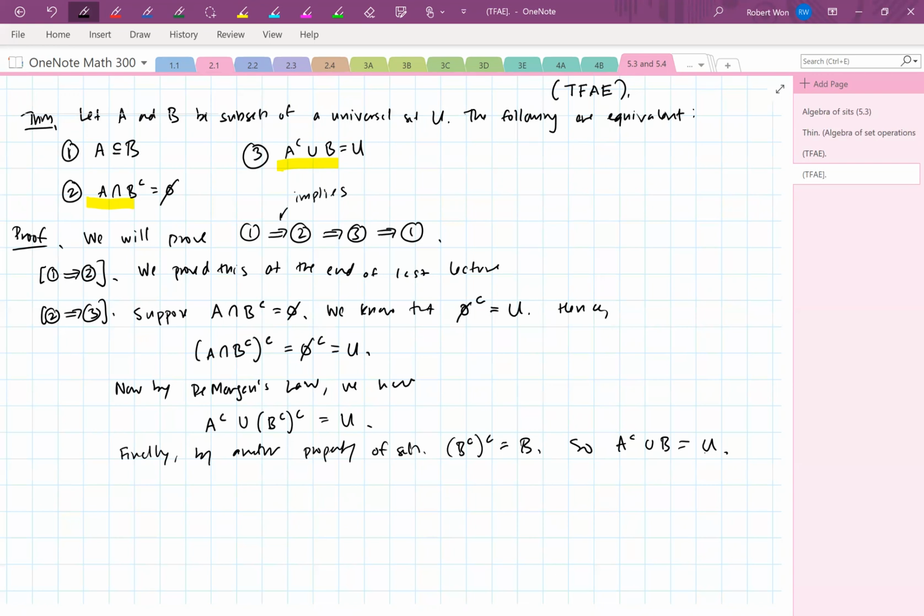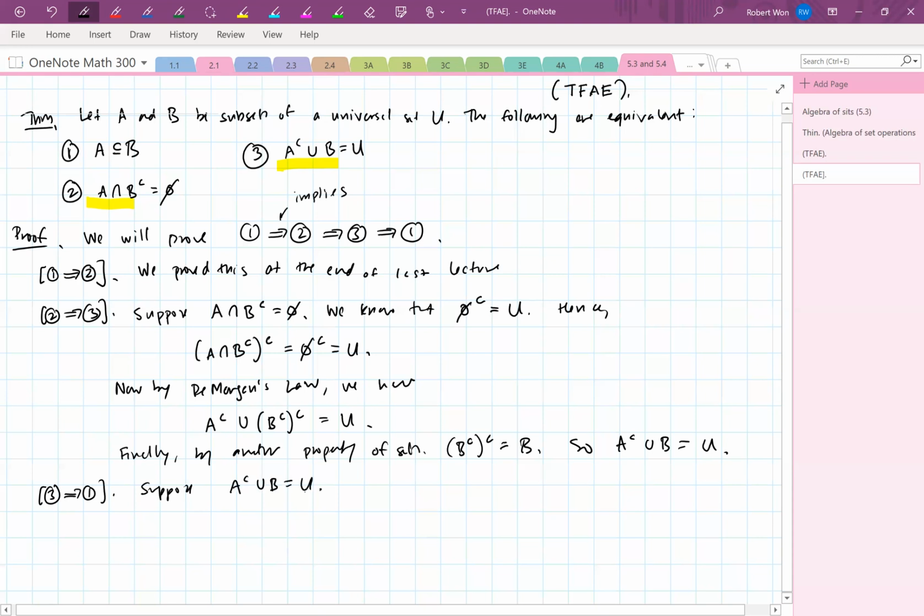I guess I could also prove 3 implies 2. But if I prove 3 implies 2, that's still not enough to prove that all of these 3 are equivalent because I can never get to 1. So the nicest thing to do here would be to prove that 3 implies 1. So suppose that A complement union B is the universal set. So we must show that A is a subset of B.